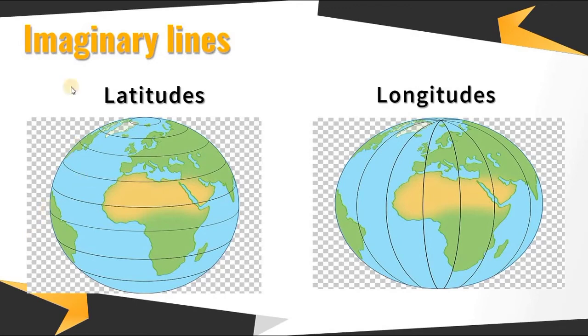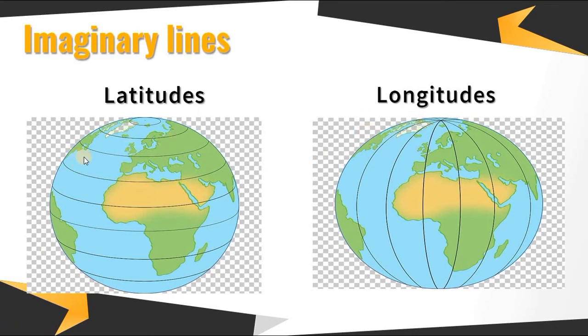So let's start with imaginary line. Students, these latitude and longitudes are imaginary lines on globe. As we have learned in our previous classes about latitudes and longitudes, these are imaginary lines on globe to find out any location of our Earth. So here we will learn about latitudes and longitude.